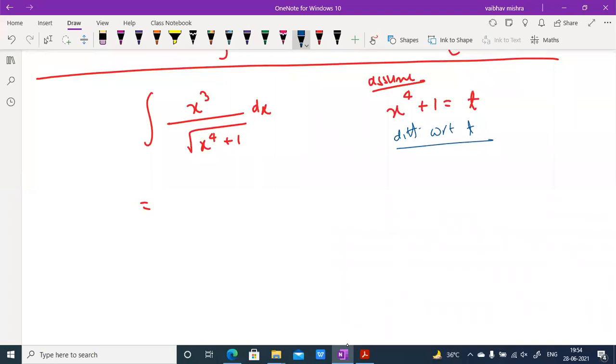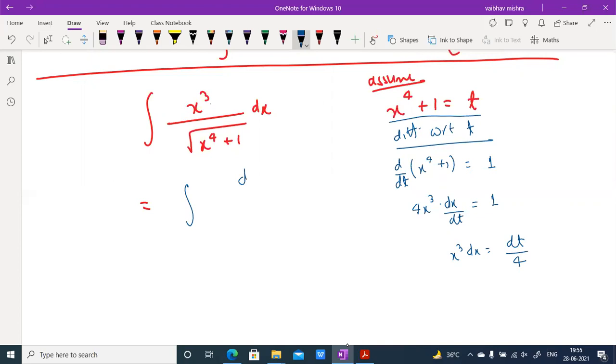Are you getting this? How did we get the idea that x to the power 4 plus 1 should be t? Because if you differentiate x to the power 4, it will become x cube. So we can assume x to the power 4 plus 1 as t. And when you differentiate x to the power 4 plus 1 with respect to t, the right side will be 1. 4x cube into dx by dt, differentiation of 1 will be 0, is equal to 1. So we can replace x cube dx as dt by 4. This is only for maths kids. Bio kids may leave this, no problem.